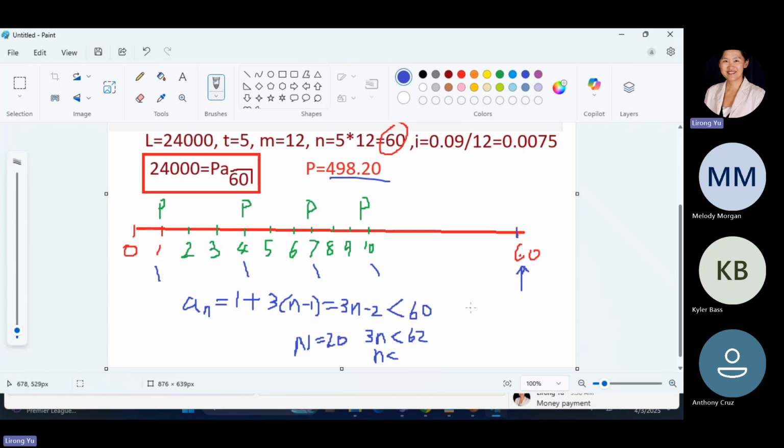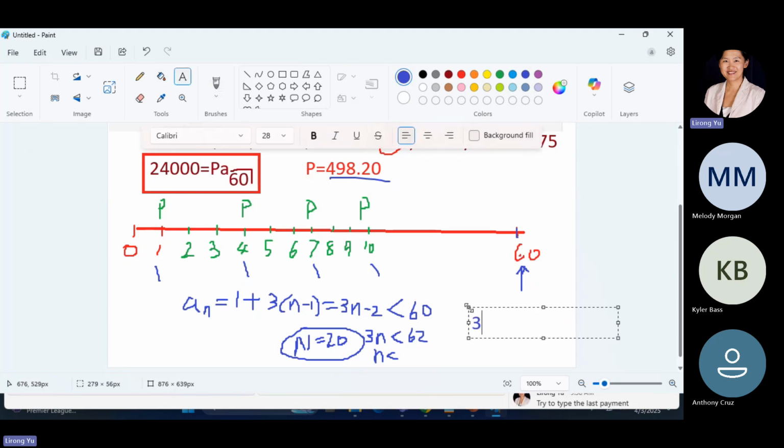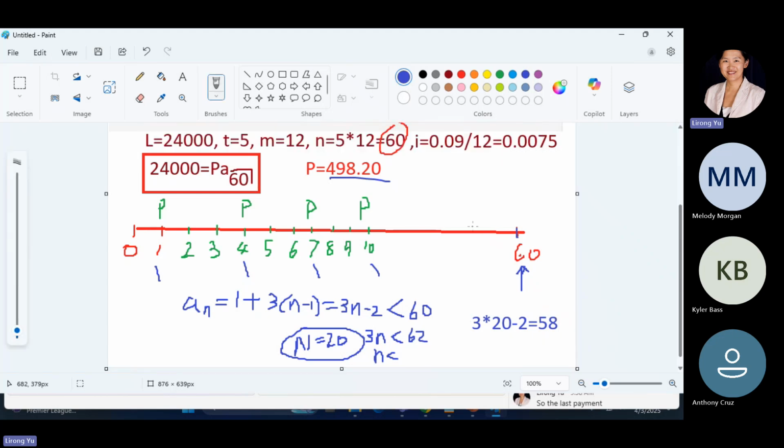Now we have to find the total accumulated value. Let's see what the last payment is. The last payment is when n equals 20: 3 times 20 minus 2, using 3n minus 2, which equals 58. So the last payment occurred at time 58. And obviously, with the same pattern, there's no payment at 59 and 60.